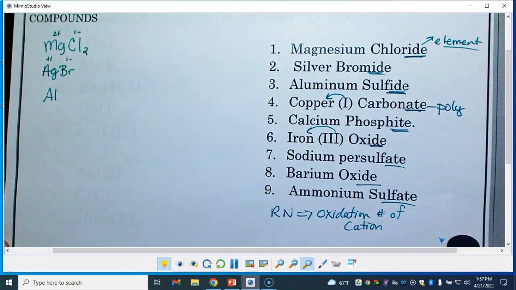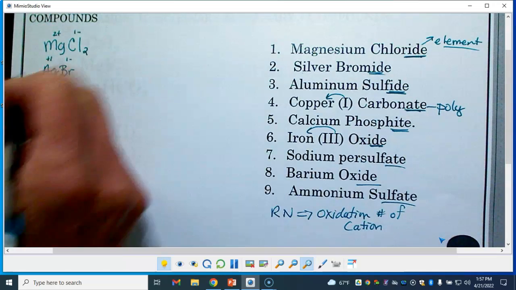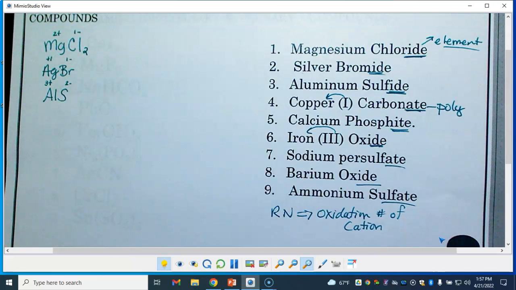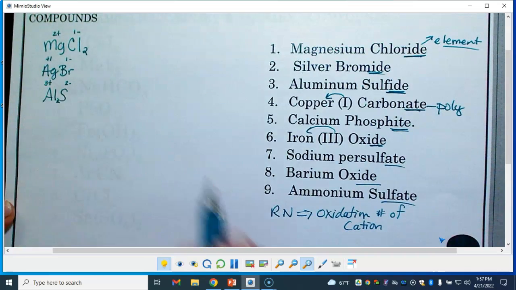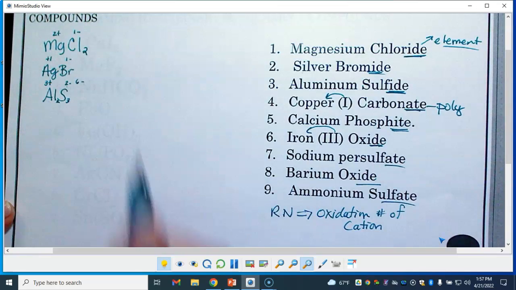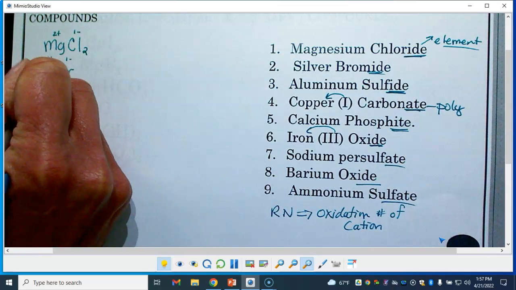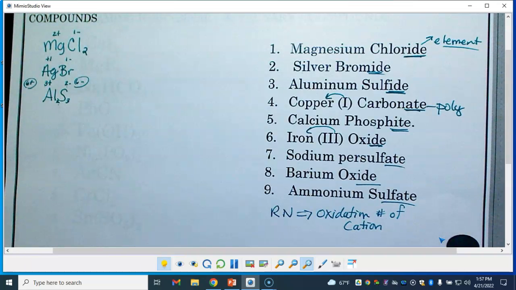Aluminum sulfide. So Al. Sulfide is the element sulfur, so S. What's aluminum's oxidation number? Good, 3+. And sulfur? Awesome. Okay, we've got to add some subscripts. What is the smallest number both of those can divide into evenly? 6. So how many aluminum ions do I need? And how many sulfur ions do I need? Awesome, very good. So 3 times 2 would give me -6 overall charge. 2 times 3 gives me +6. When I add those two together, it equals 0.